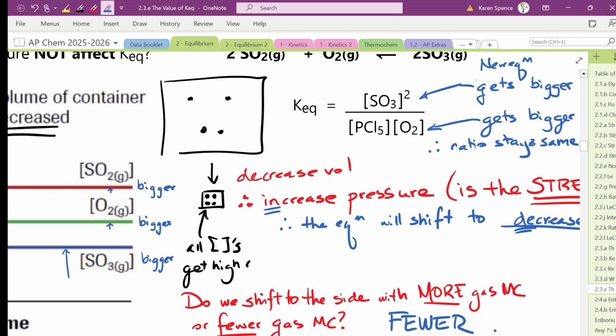I mean, this is a long way of going around saying that temperature is the only thing that changes KEQ. But hopefully it's also reviewing some good concepts for you.